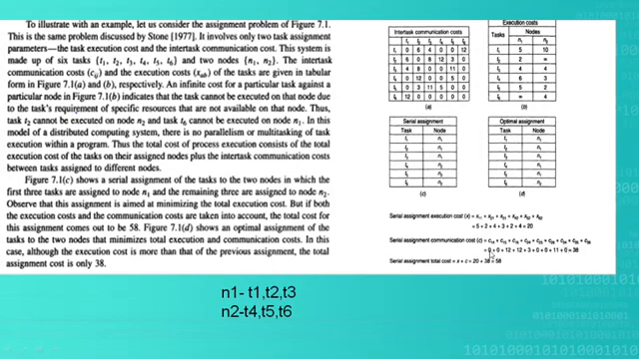Adding up all these items, we get 38. So the total assignment cost is X plus C, that is 20, the execution cost, plus 38, the inter-task communication cost. That means the total cost for this approach is 58.